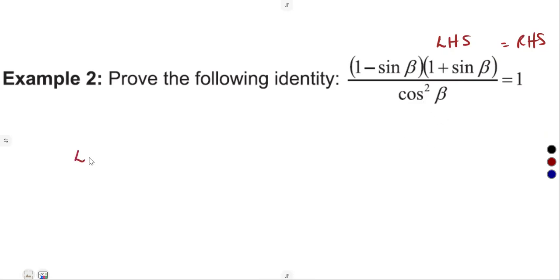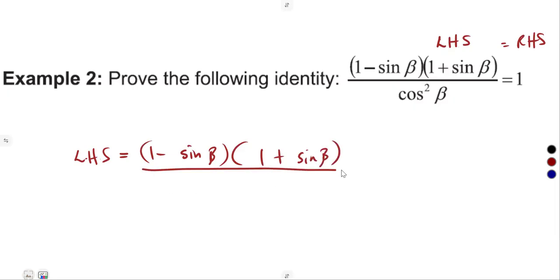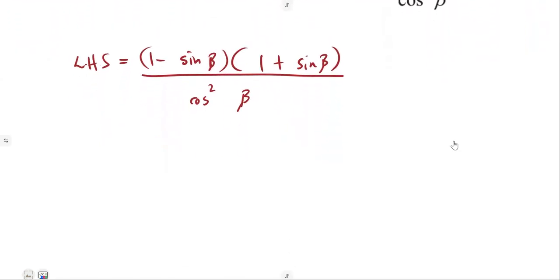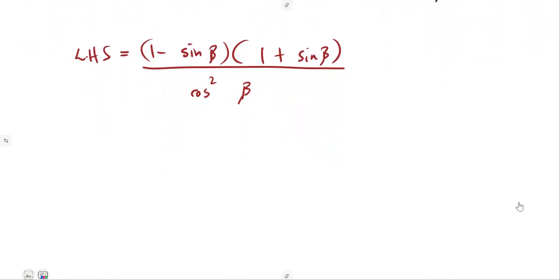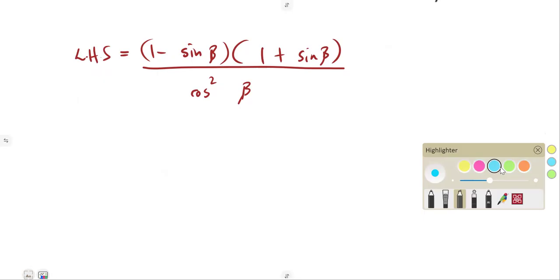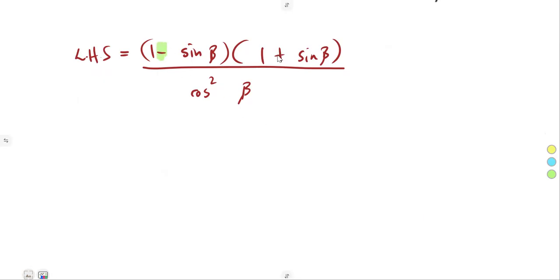So in this case, I'm going to take the left-hand side, which is equivalent to (1 minus the sine of beta) times (1 plus the sine of beta), everything over cos squared of beta. How can we prove that it is equal to 1? All right, there are brackets in the numerator, and that's a special type. Same terms, only that one is negative and the other is positive. A difference of what? Two squares.